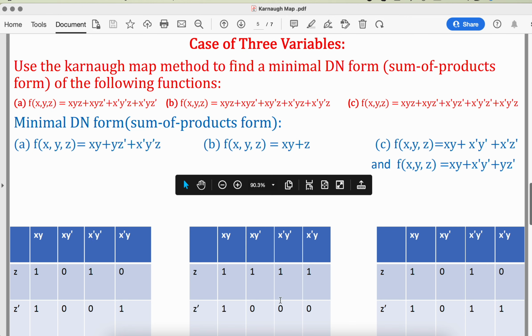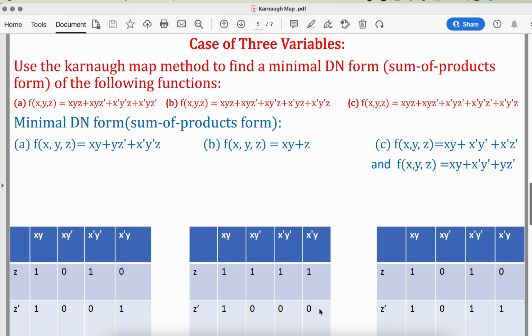X dash y dash z dash, we don't have x dash y dash z dash, so 0. X dash y z, so it is x dash y z, it is 1 here. X dash y z dash, we don't have x dash y z dash, so it is 0 here. So in this case we have only two rectangles.